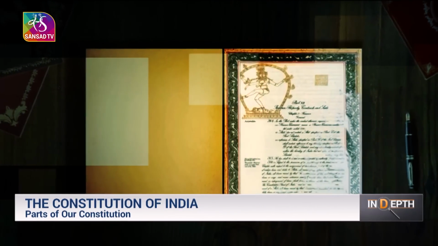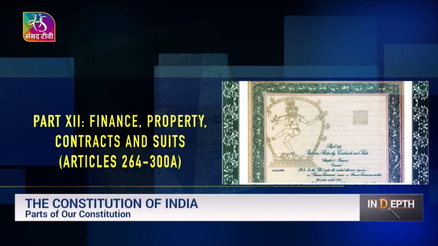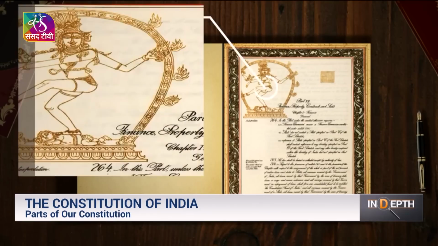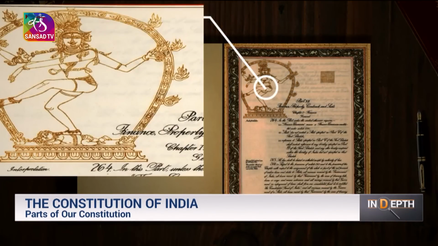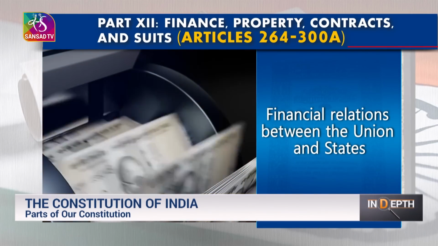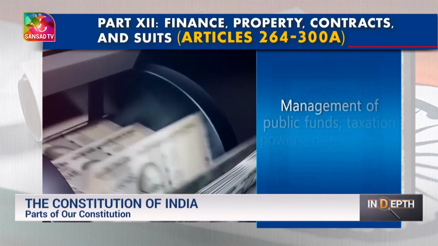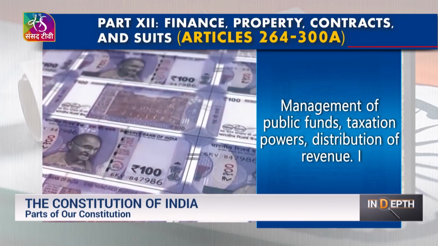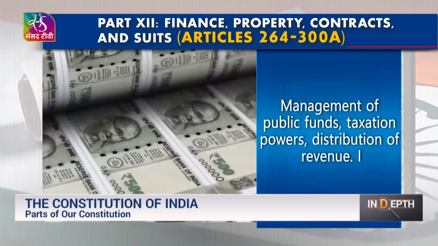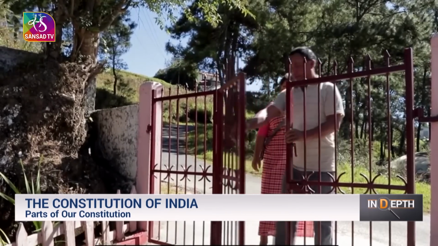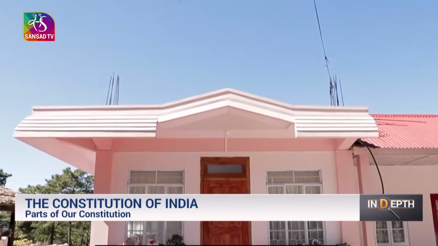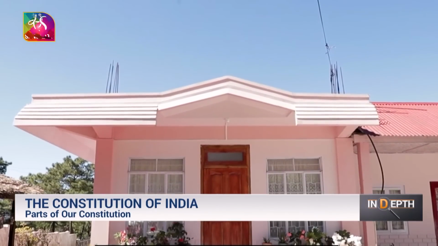Part 12. Finance, Property, Contracts and Suits. This part deals with the financial relations between the Union and the states, the management of public funds, taxation powers, and the distribution of revenue. It also specifies how property and contracts are to be handled between the Union and the states.